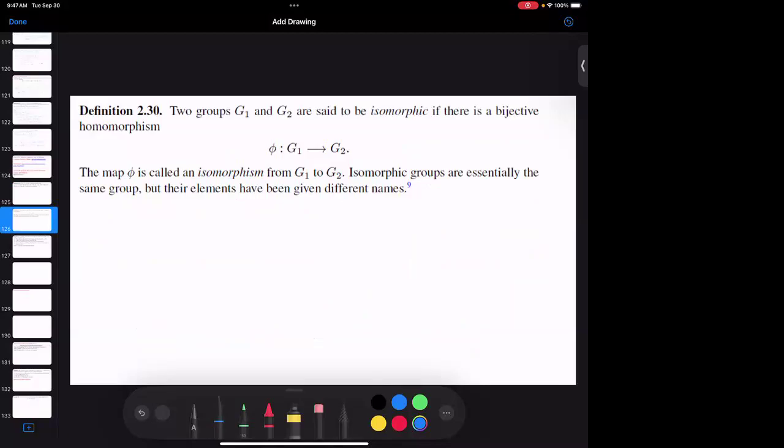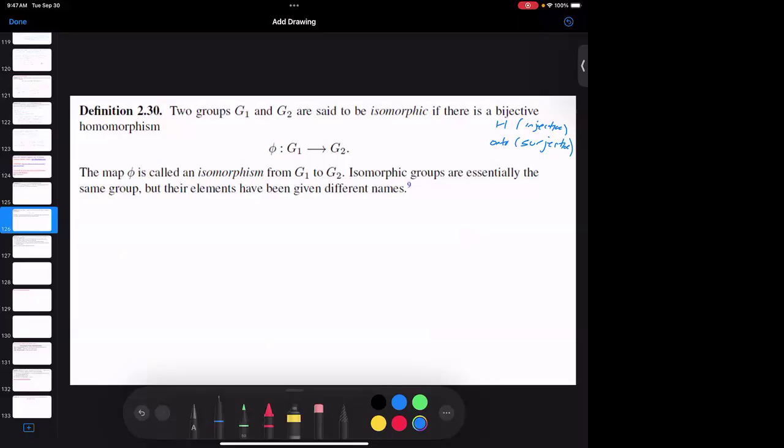Okay. So two groups, G1 and G2, are said to be isomorphic if there's a bijective homomorphism. So bijective means one-to-one. Sometimes people say injective. And onto, and sometimes people say surjective. So what does it mean to be one-to-one? It means I can't have two elements being mapped to the same thing. What does it mean to be onto? It means everything is hit. How many of you have not seen this notation before?